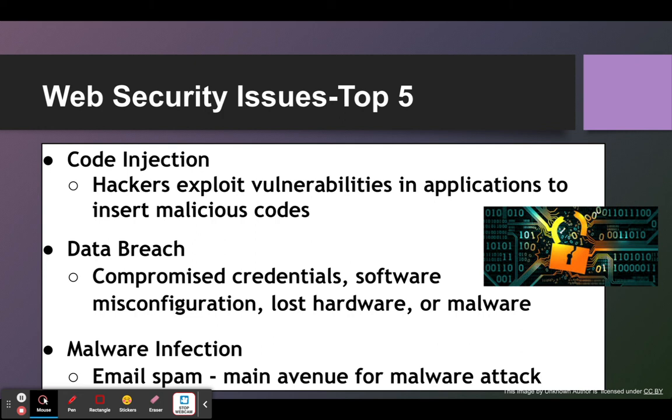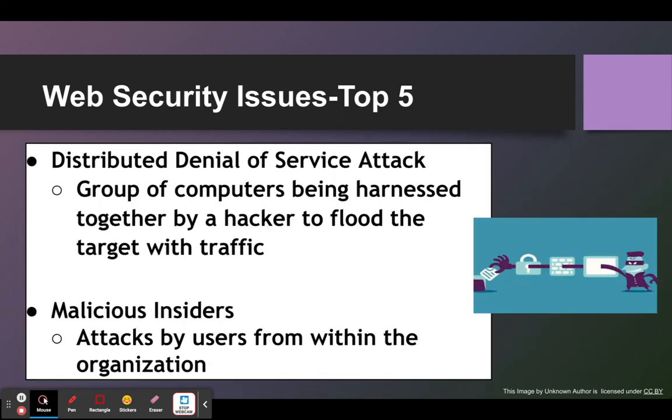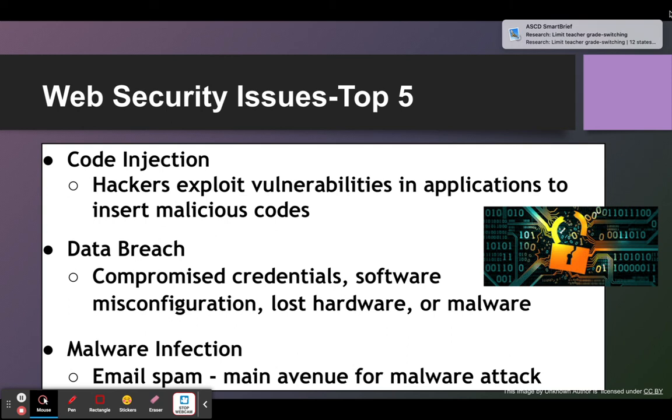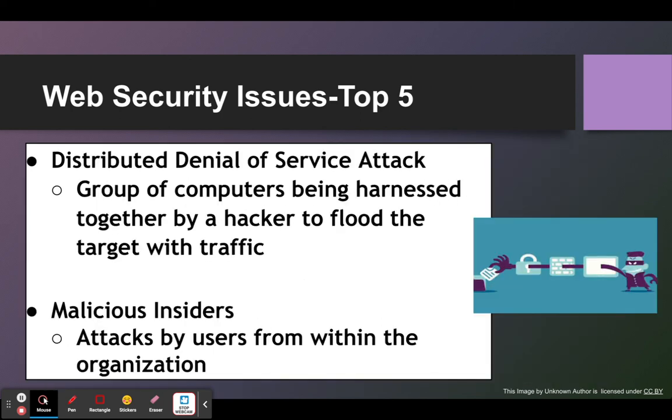We have the top issues: code injection, data breach, and malware infection. Code injection: hackers exploit vulnerabilities in applications to insert malicious code. Data breach. Oh, this is really bad. Compromised credentials, software misconfiguration, lost software or malware. And malware infection: email spam is the main avenue for malware attack. So a lot of this is going on. A lot of it you should be aware of. These are the definitions of it. This one is very important.